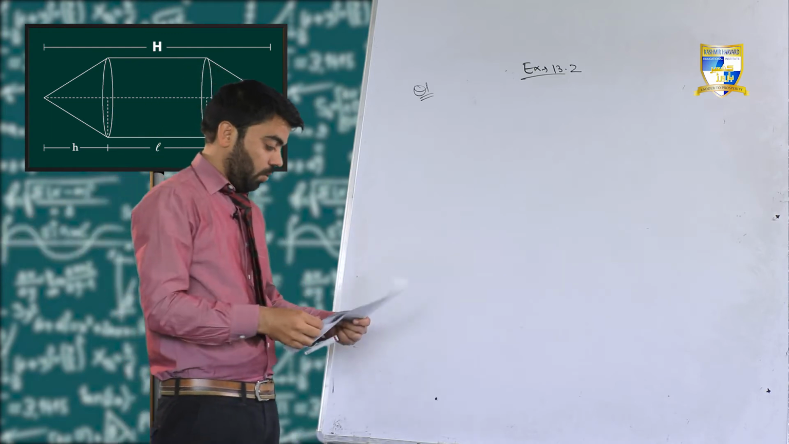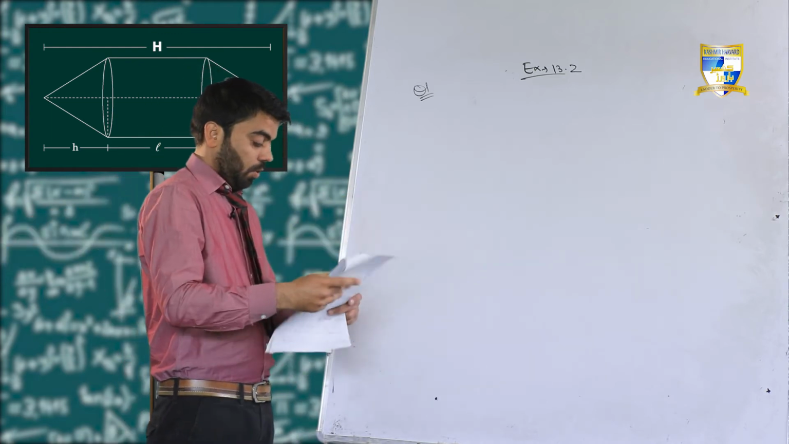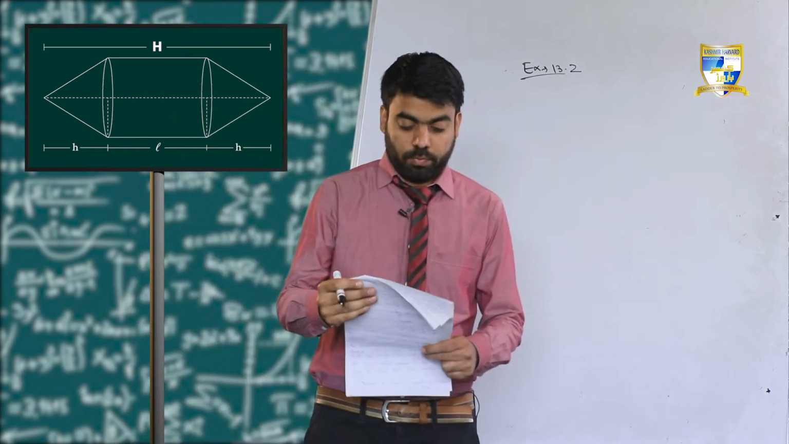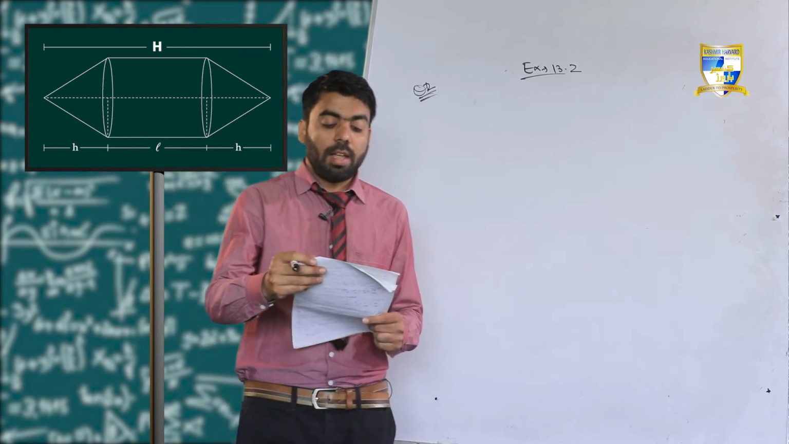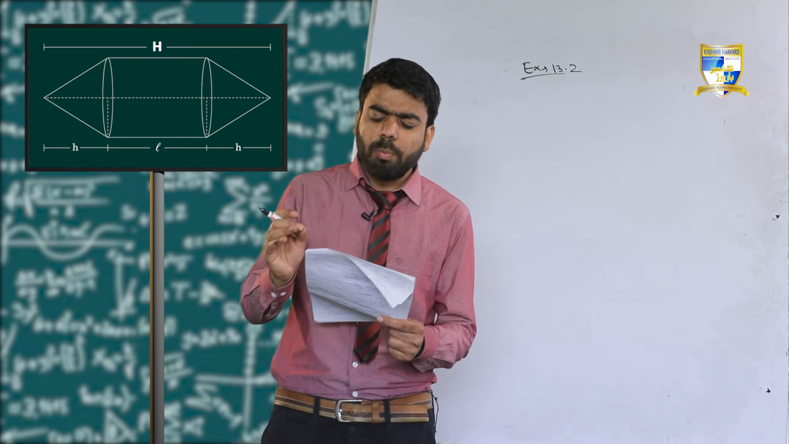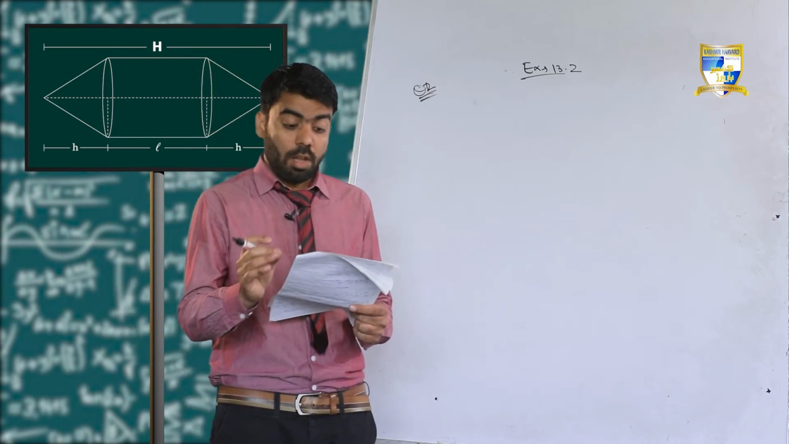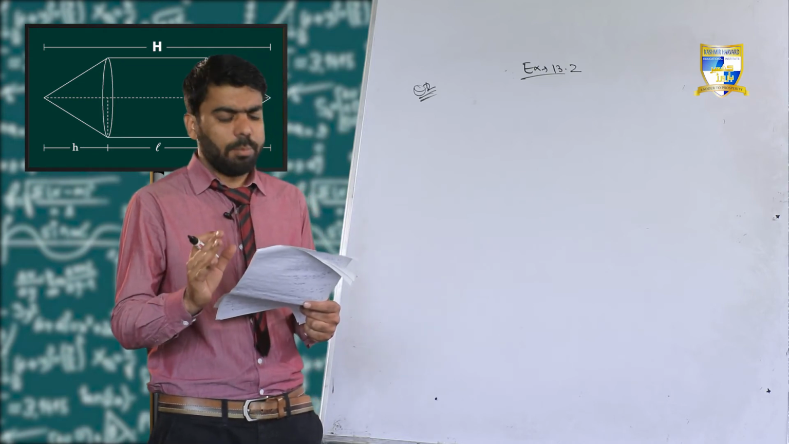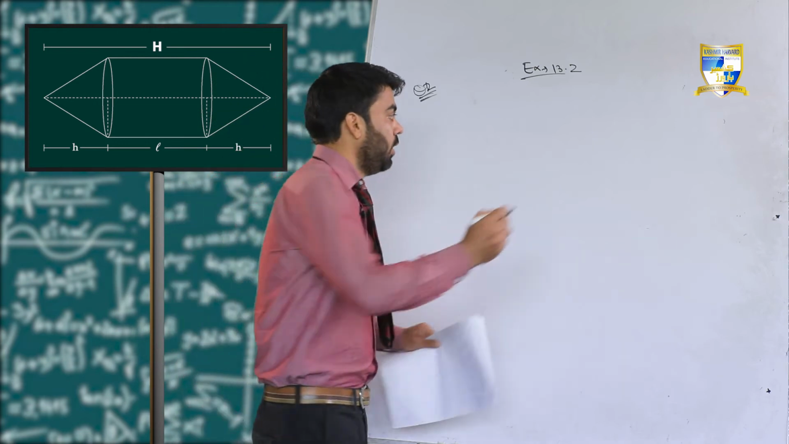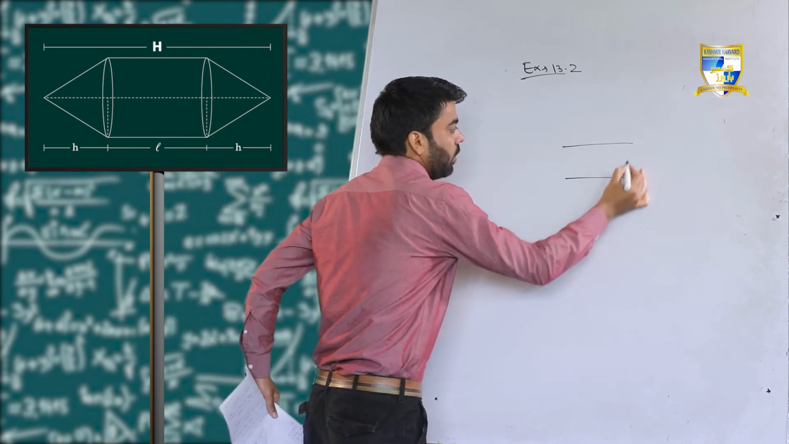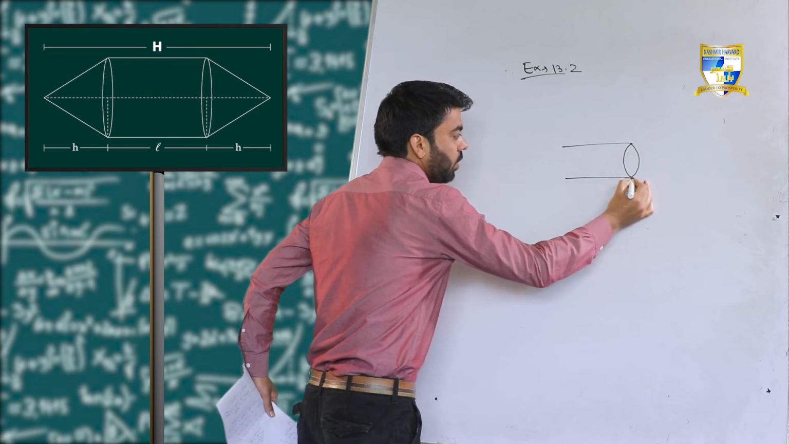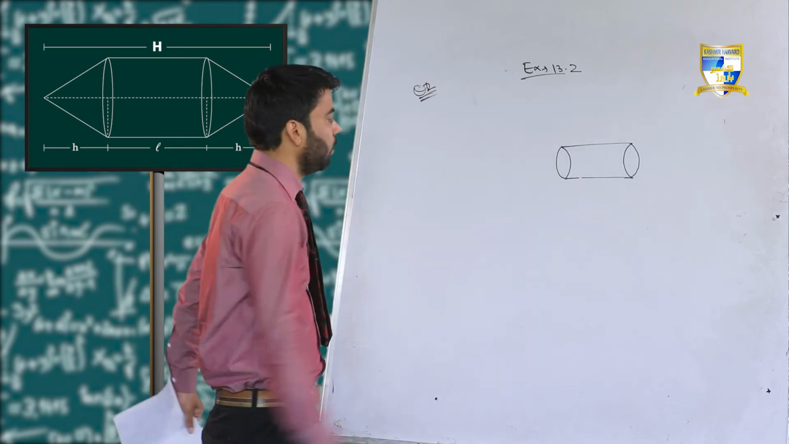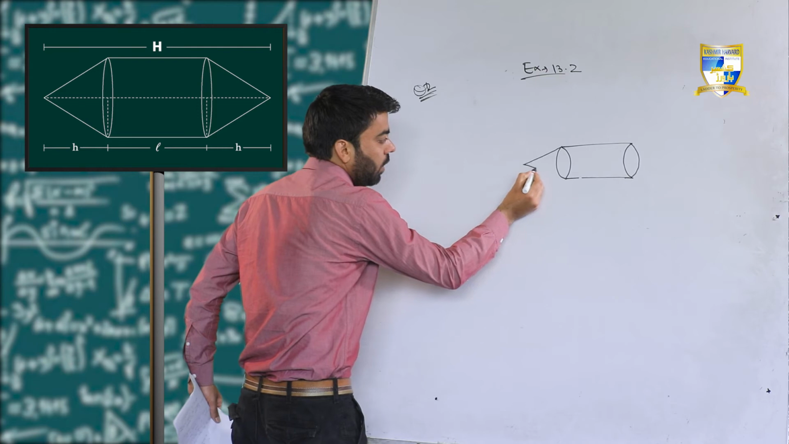Next question, that's question number 2, exercise 13.2. Rachel, an engineering student, was asked to make a model shaped like a cylinder with 2 cones attached at its 2 ends by using a thin aluminum sheet. So we got it. This will look like this. This is the cylindrical part and 2 cones attached to its ends. So simply it will look like this.